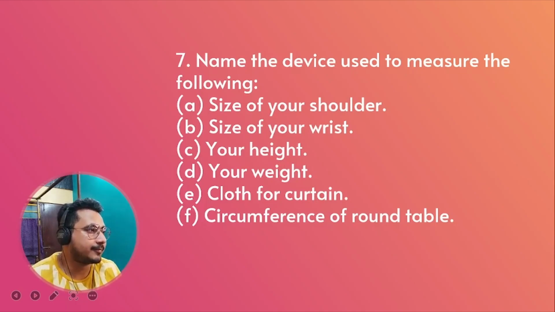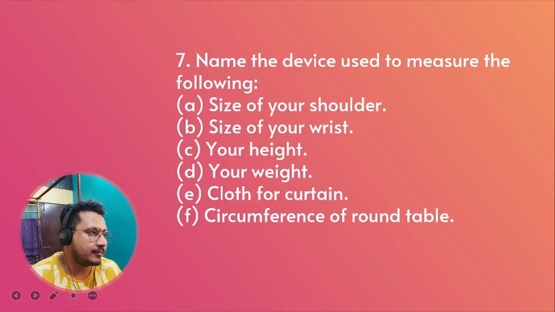Name the device used to measure the following: size of your shoulder, measurement tape. Size of your wrist is also measurement tape. Your height, the scales that we have on walls. Yes, you can do that. And your weight, the weighing machine. Drawing, drawing scale. Cloth of curtain, measurement tape.